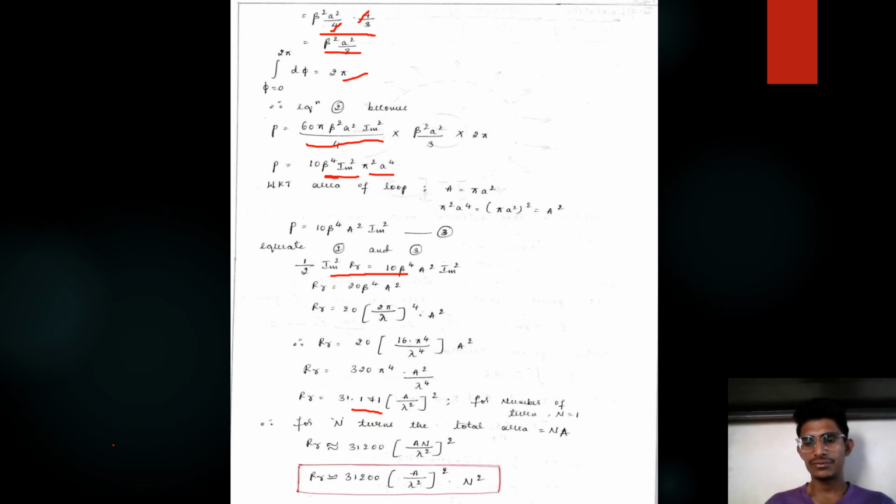This is for the number of turns, and finding the number of turns we are going to get R is equal to 31,200 a divided by lambda whole squared, and n squared. This is for the n terms, and this is for today's class.